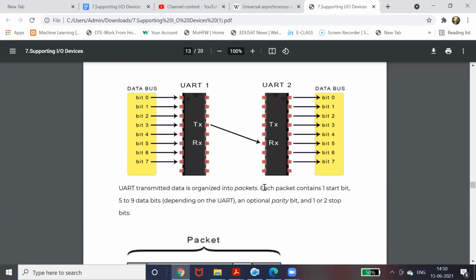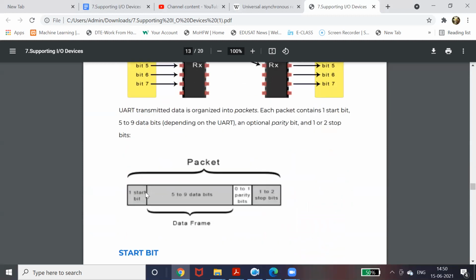Here is a diagram again. This is a data frame, you can see the packet. First, the start bit, then the actual data. So the first is one start bit, then 5 to 9 data bits in the data frame, then 0 to 1 parity bits, and 1 to 2 stop bits.